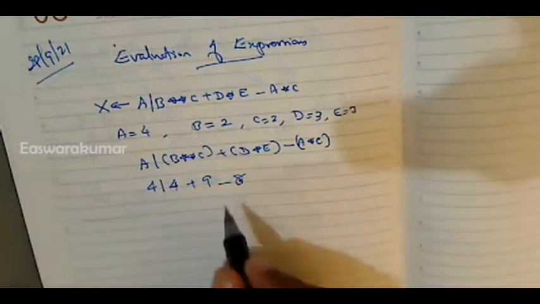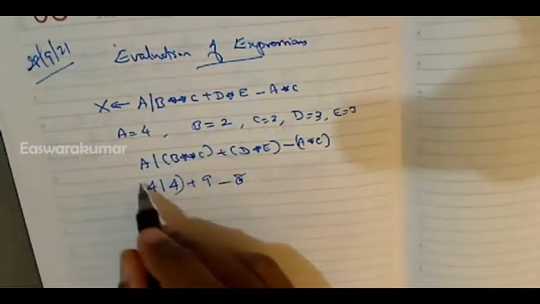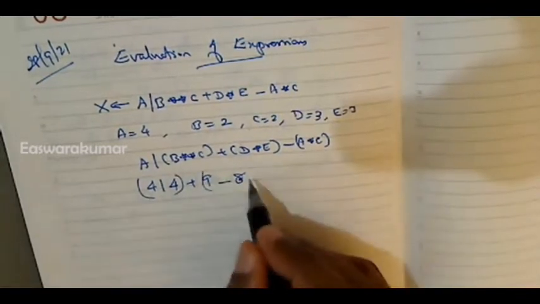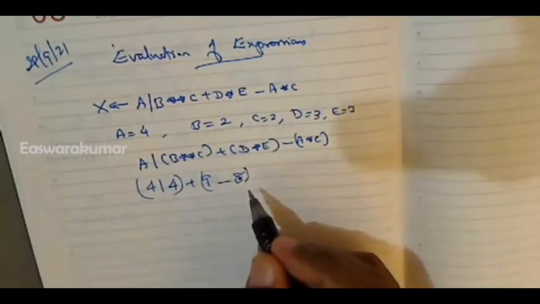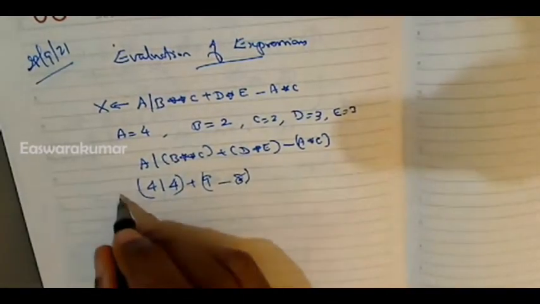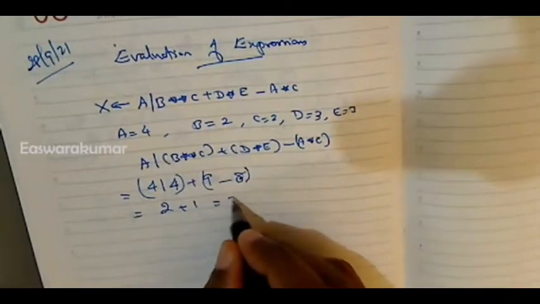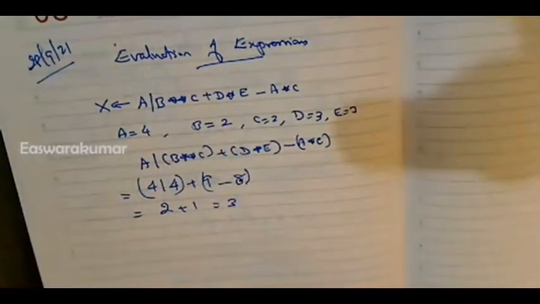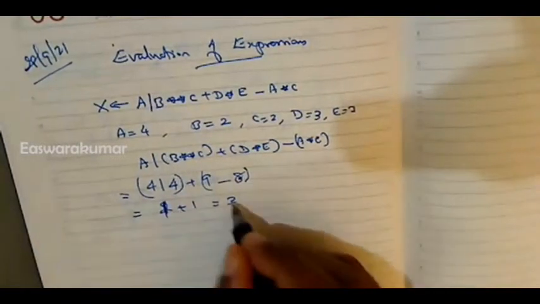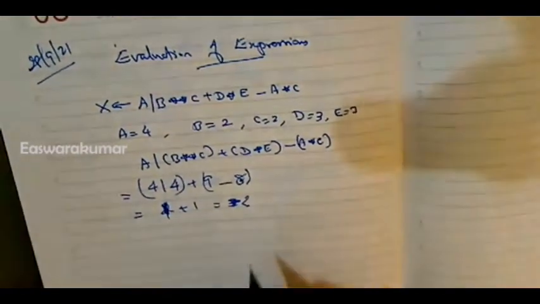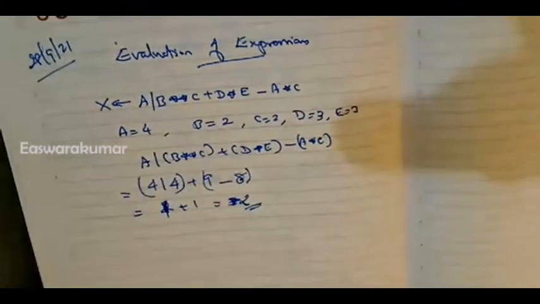Now again we can give the parentheses. We assume this way, the first two things, then these two, like that. So this is equal to 4 by 4, 1, plus 1, 2, right? So this answer we get.